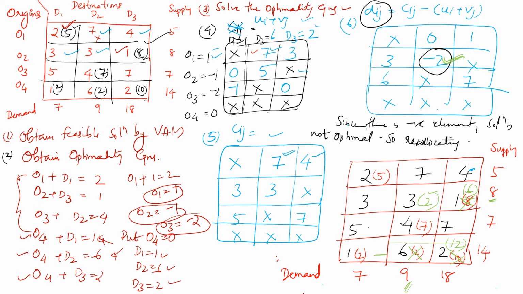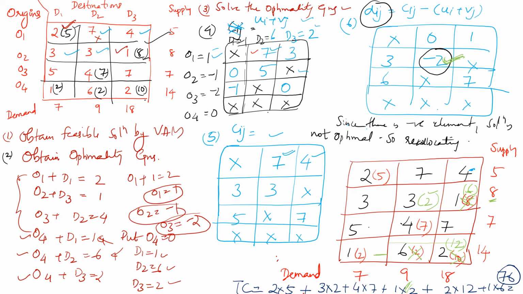Using this allocation, we need to find the transportation cost. We can find the transportation cost by multiplying and adding. 2 into 5 plus 3 into 2 plus 4 into 7 plus 1 into 2 plus 2 into 12, right? 1 into 2 is something plus 1 into 6. By adding, you will be getting the transportation cost as 76 rupees. Clear? Now we got new allocation, right? Now we got new allocation.